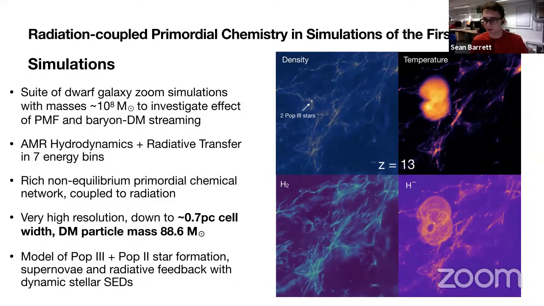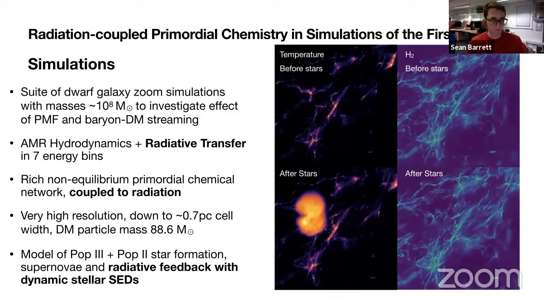And I'm very happy to finally be able to show you pictures from this code. So you can see the density and temperature here at redshift 13, but also the H2 density and the densities of the intermediate species like H-, which are often ignored in this sort of simulation. We track the H- in a non-equilibrium way, which is new.